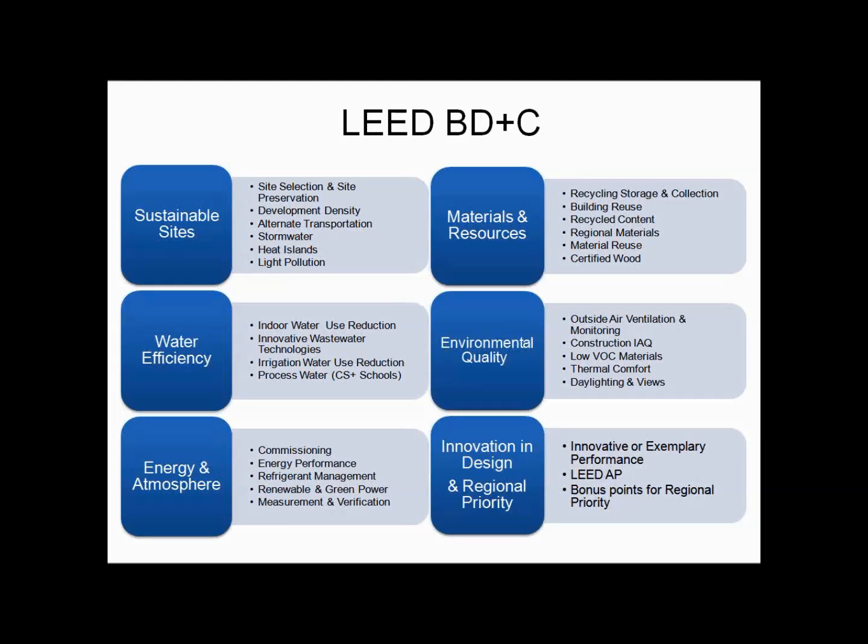In energy and atmosphere, there's actually 3 prerequisites. One for commissioning, fundamental commissioning, and we'll talk in a lot more detail after lunch about what commissioning is, but again, making sure that the building systems are working the way they're supposed to. One for minimum energy performance, so to achieve a 10% reduction beyond whatever the energy code is, using ASHRAE as the standard there. So again, right off the bat, to get your building certified, you have to be 10% more efficient than a standard building.